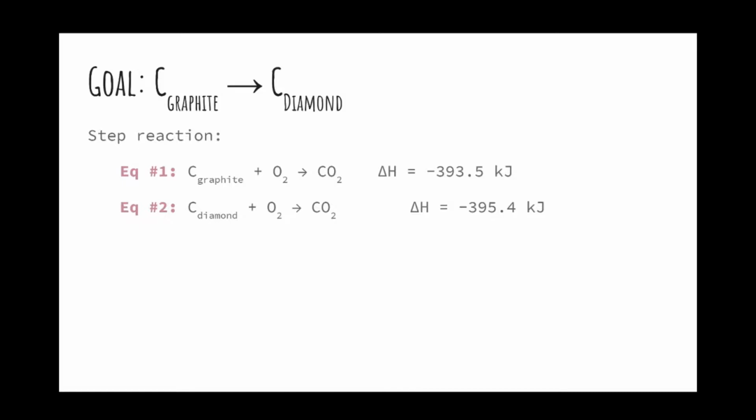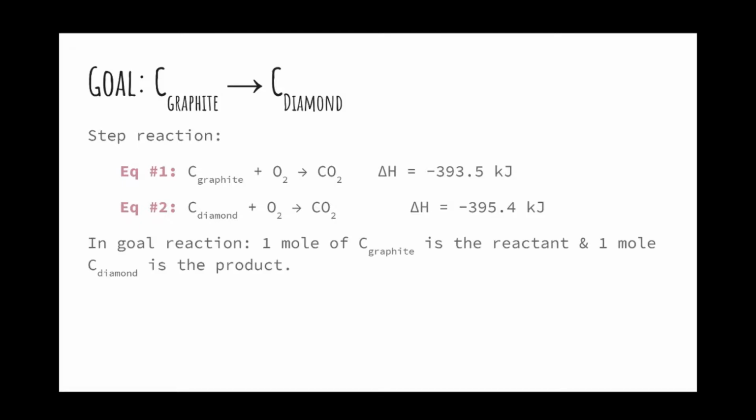Now, the first thing that you want to ask yourself is, what are my reactants and my products in my goal reaction? Well, if we look at the goal reaction, what we see is we have 1 mole of carbon graphite and we have 1 mole of diamond. And we want those to represent what we see in the equation. So if we look at equation number 1, we see that it actually has 1 mole of graphite in it, and it has it as the reactant.